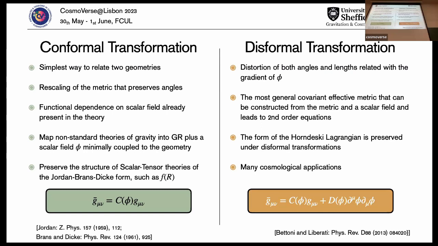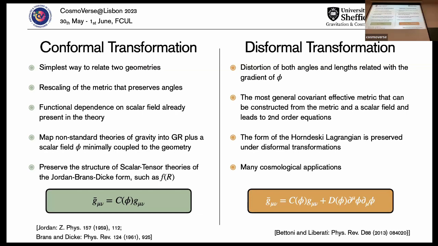Okay, so there are two ways to do this. One is to do a conformal transformation, and the conformal transformation is just a time-evolving rescaling of the metric. So it's just one function of the scalar field multiplying the metric. So this means that we are preserving the angles. Yes, and so we already have the degree of freedom in the theory, so it was already being used to define dark energy, so we didn't have to add another degree of freedom. These conformal couplings have been used in cosmology for a long time because they preserve the structure of theories like Horndeski.